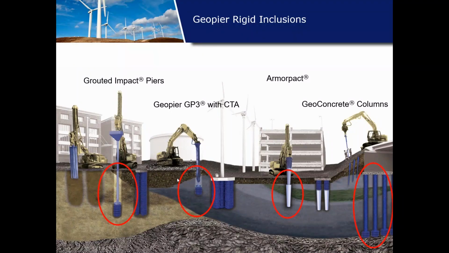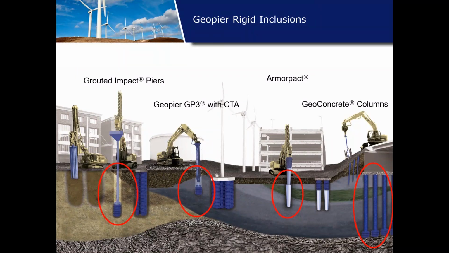Next, we have Geopier GP3 with CTA. CTA stands for cement treated aggregate, and it's simple as the name implies. It's aggregate that has cement mixed in with it. So we would construct a Geopier GP3 as we would using normal aggregate. However, the cement mixed in with the aggregate hydrates over time in the ground to create a cemented element.